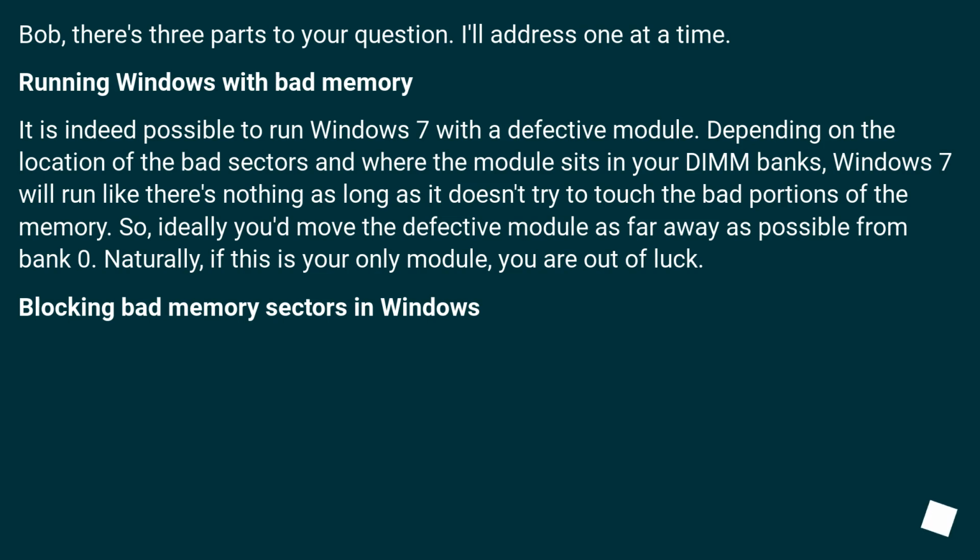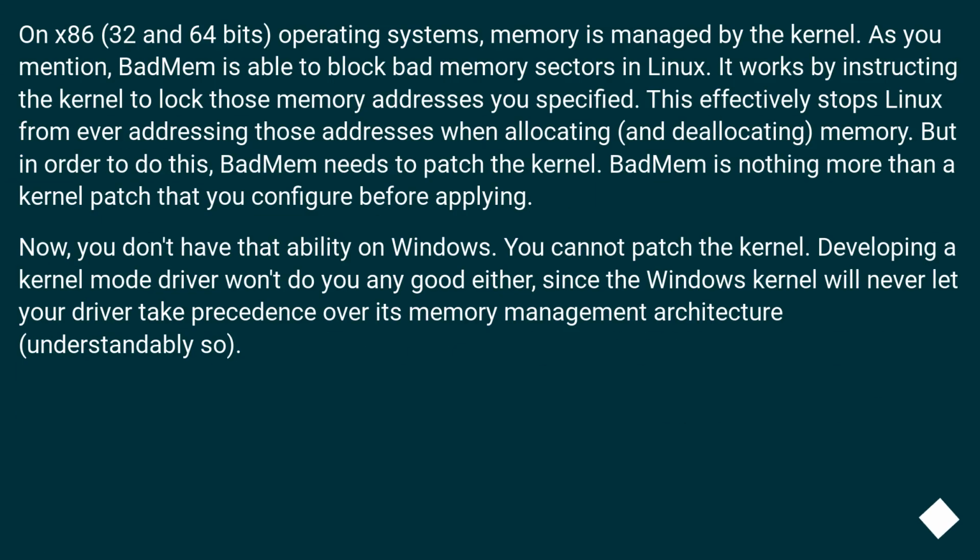Blocking bad memory sectors in Windows. On x86, 32 and 64 bit operating systems, memory is managed by the kernel. As you mentioned, BadRAM is able to block bad memory sectors in Linux. It works by instructing the kernel to lock those memory addresses you specified. This effectively stops Linux from ever addressing those addresses when allocating and deallocating memory. But in order to do this, BadRAM needs to patch the kernel. BadRAM is nothing more than a kernel patch that you configure before applying.